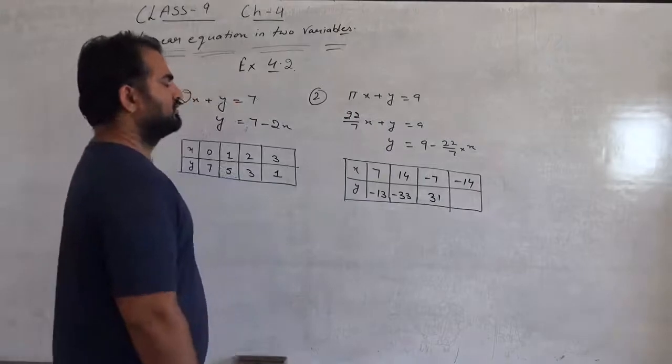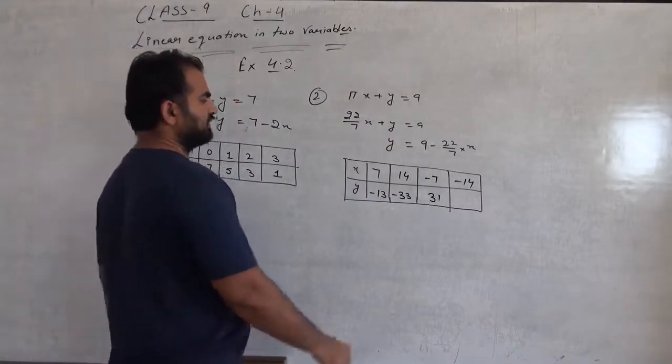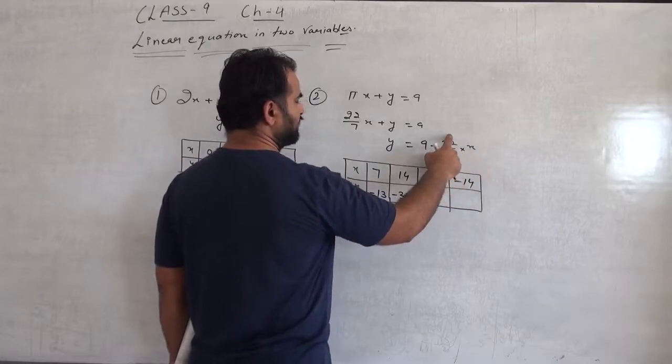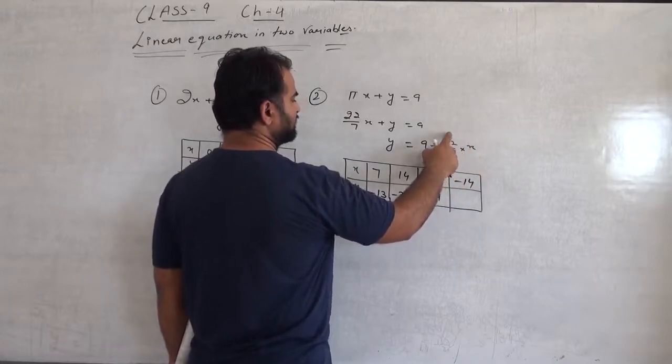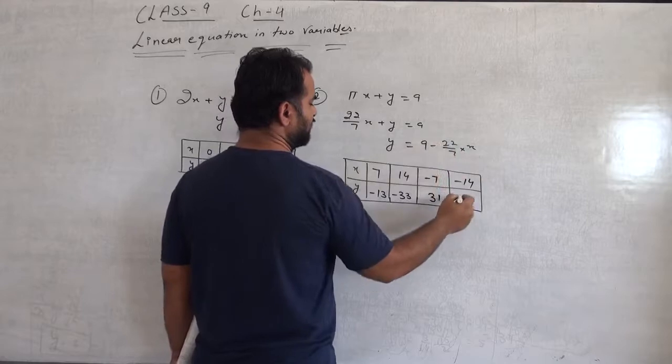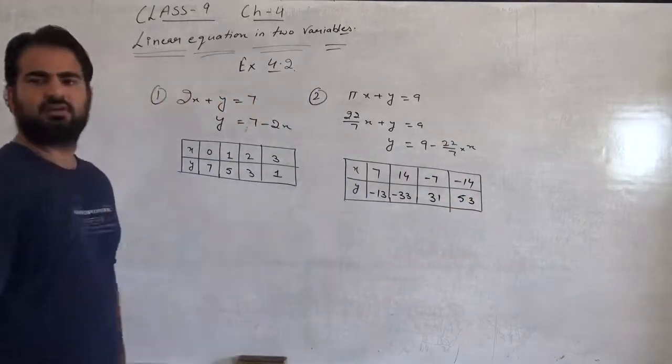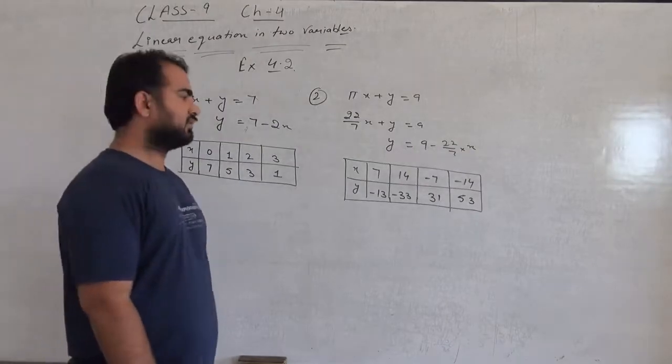Okay, so if we take minus 14, then what we will have is 7 2s are 14, 2 into 22 will be 44, plus 44 and 9. 44 and 9 will be 53. These are the four answers which we got.